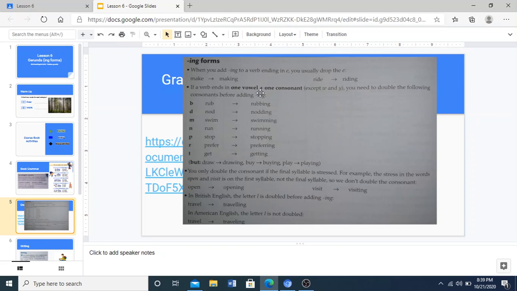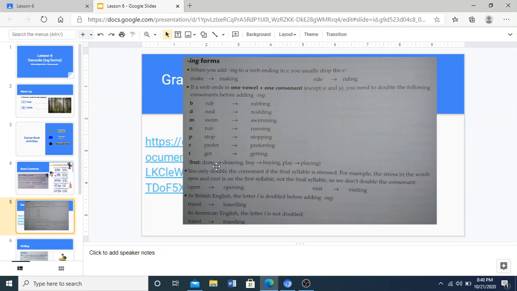If a verb ends in one vowel plus one consonant, except for W and Y, you need to double the final consonant before adding -ing. Rub becomes rubbing, double B. Nod becomes nodding, double D. Swim becomes swimming, run, running, stop, stopping, prefer, preferring, and get, getting. In all these cases, you double the last consonant before adding the -ing. It is important that you remember this rule.